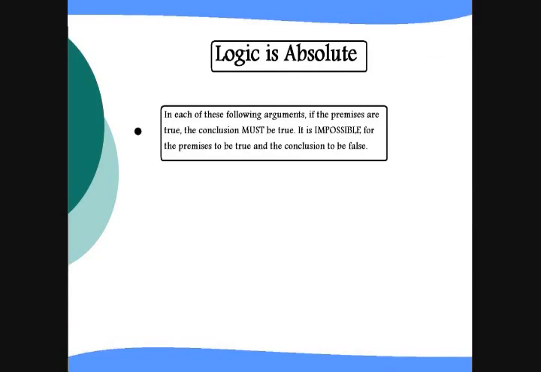In each of these arguments, if the premises are true, the conclusion must also be true. It is impossible for the premises to be true and for the conclusion to be false. The conclusion follows directly from the premises, and the order of the premises makes no difference.